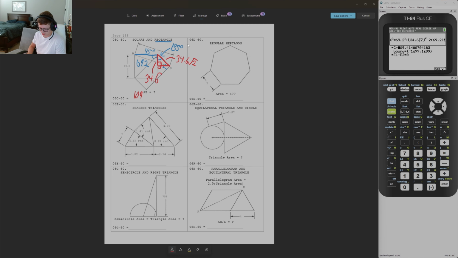Let me open my book here. So, yesterday we did 06C-60. We got our answer to be 109. If you were here yesterday, then you would have seen the process, but it wasn't too bad. This one's pretty straightforward as well.